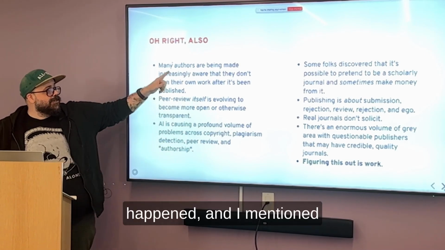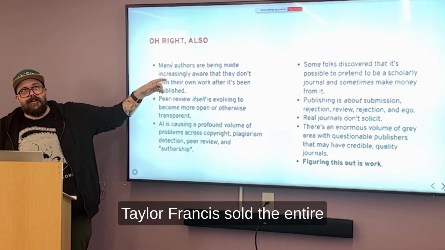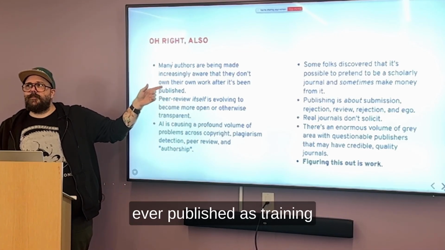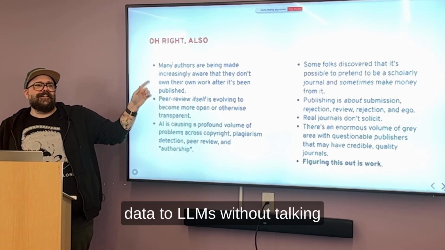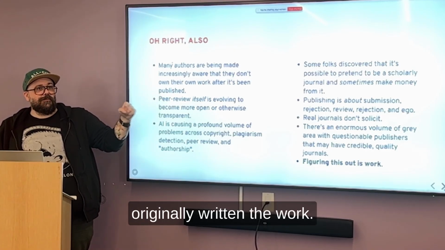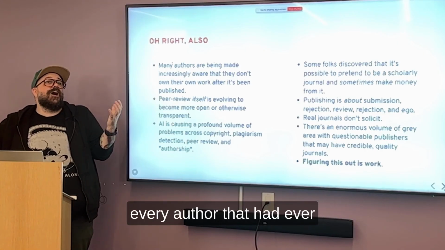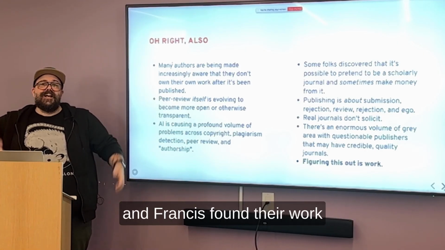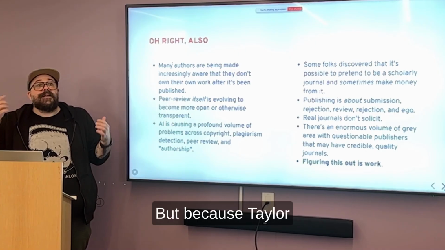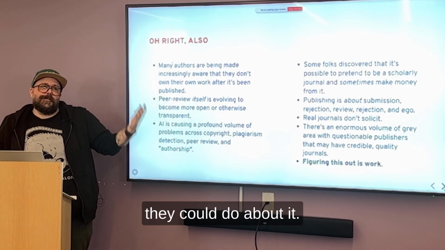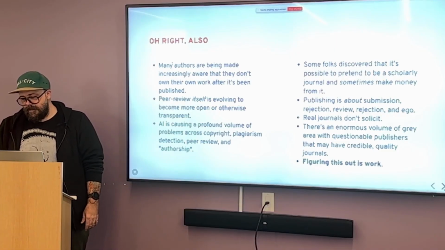Another thing that happened, and I mentioned this copyright piece, Taylor and Francis sold the entire corpus of everything they've ever published as training data to LLMs without talking to the authors who had originally written the work. So every author that had ever written anything for Taylor and Francis found their work being used to train an AI. But because Taylor and Francis owned the work, there was nothing they could do about it. It really sucks.